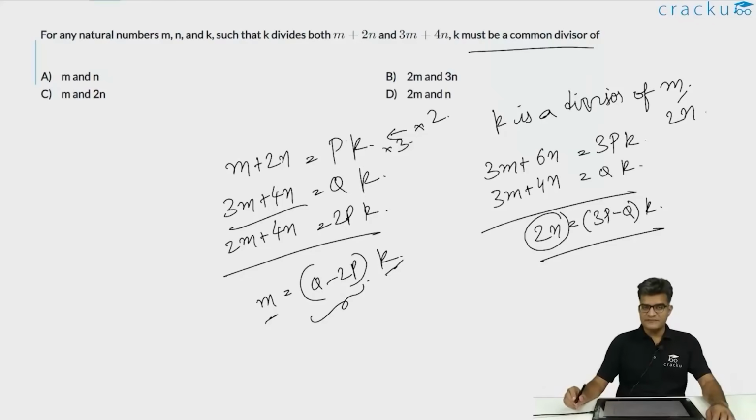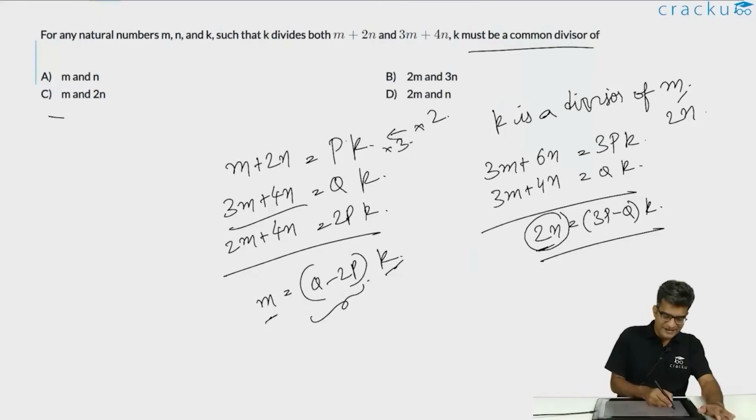We can't say that k is a divisor of n, but we know that k will divide 2n. So we can say for sure that k has to be a common divisor of both m and 2n, which is option C.